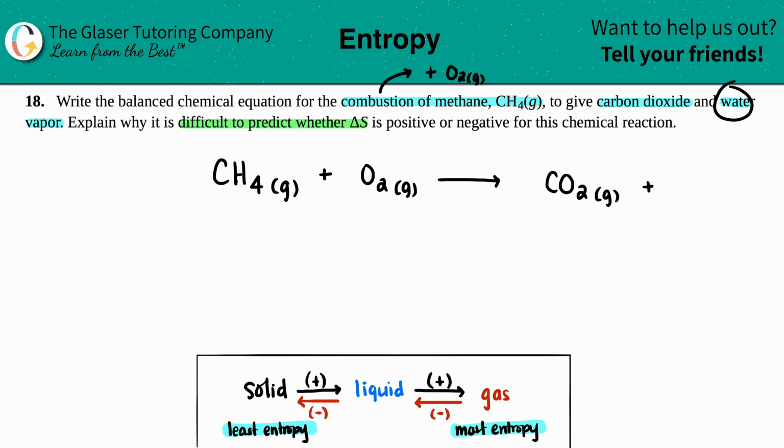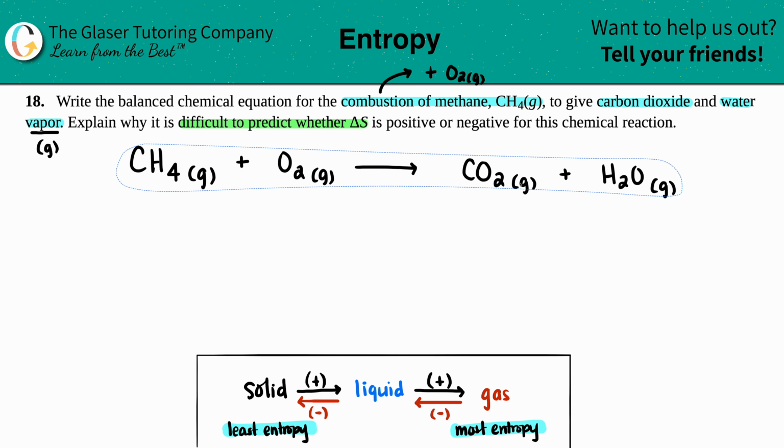And water, right? So H2O. But they did say that the water was in a vapor form. Vapor is a fancy way of saying gas. So this is just H2O gas. Now let's just center this out. And what good is an equation if it's not balanced? So I'm just going to quickly balance this.